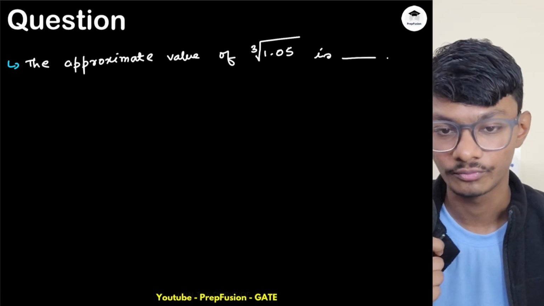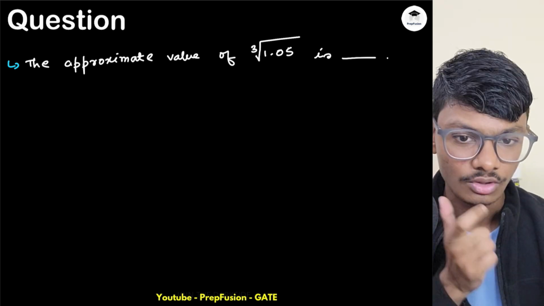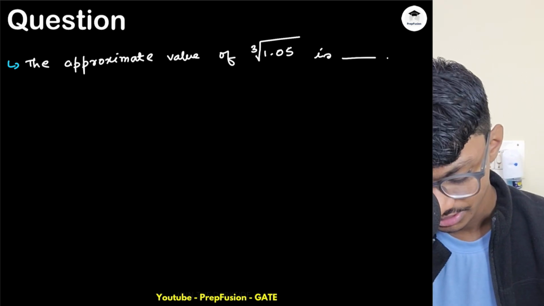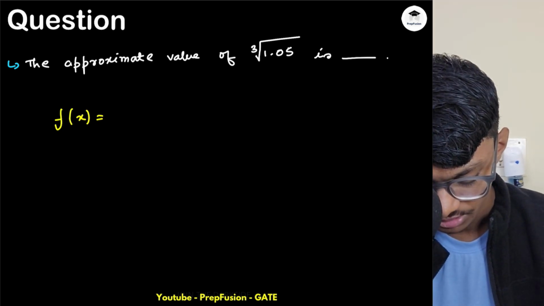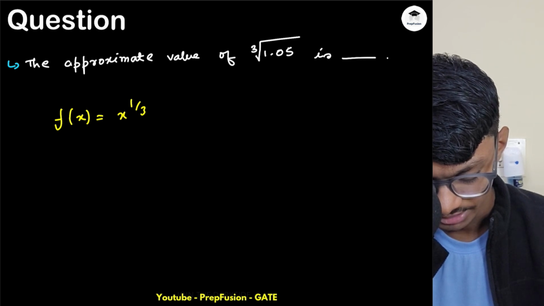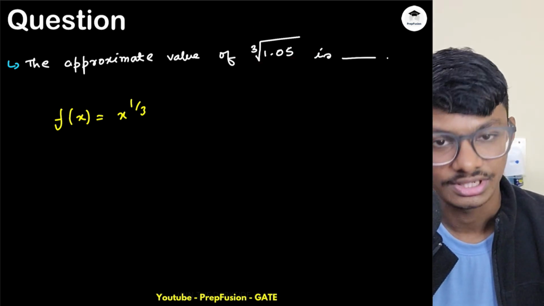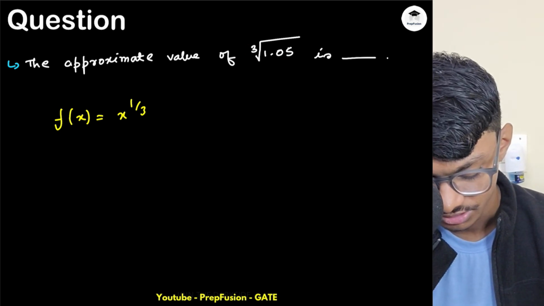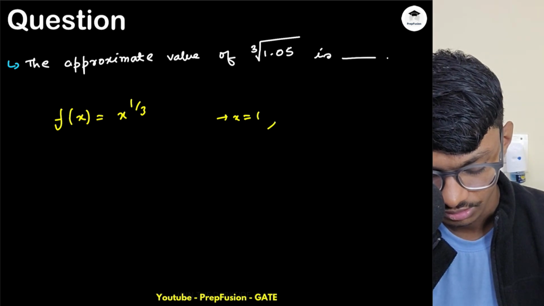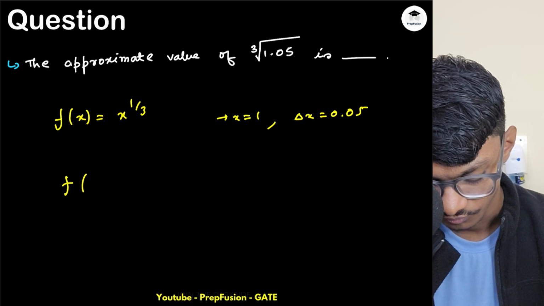Now we have to solve this question. So what is a good input? In our case, I will first choose the function. F of x will be simply x raised to power 1 by 3. That is the most convenient function, the cubic root. Now I will choose a convenient point very near to 1.05. I can choose x equals 1 and delta x equals 0.05.